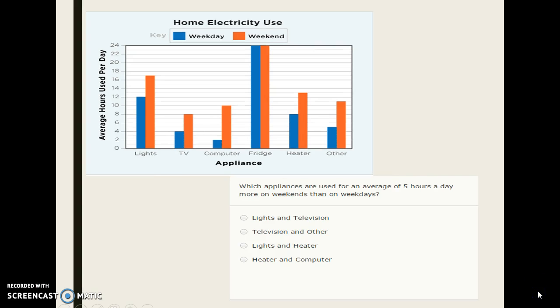Which appliances are used for an average of 5 hours a day more on weekends than on weekdays? The answer is television and other. Again, you can tell by looking at the bars for TV and the bars for other, and then you just simply follow the bar line over to the amount of hours used per day that's listed here on the vertical axis.